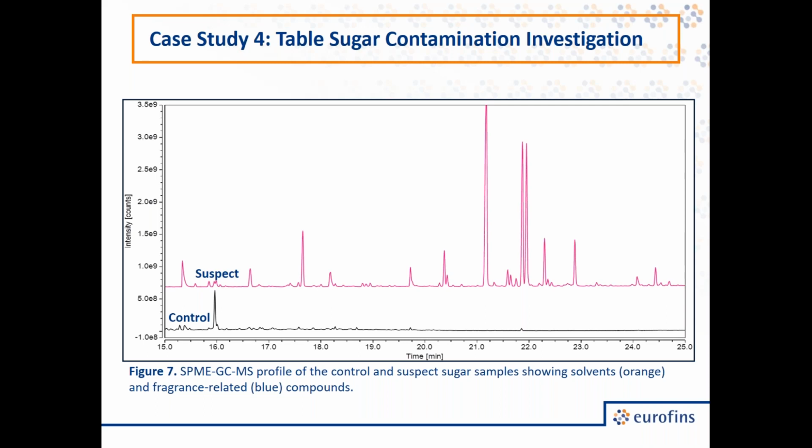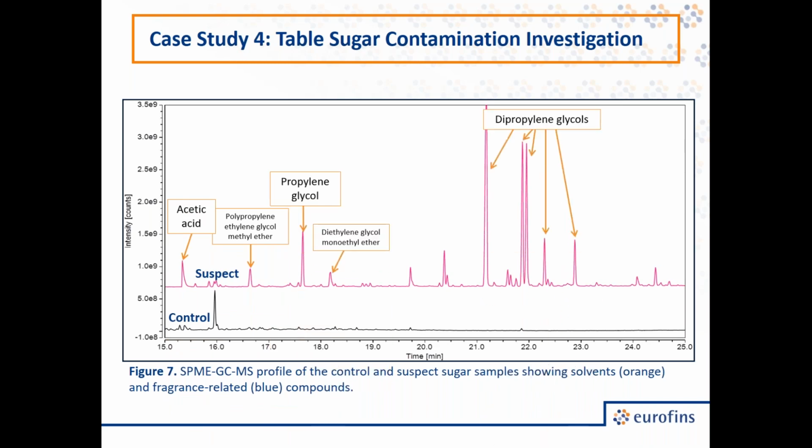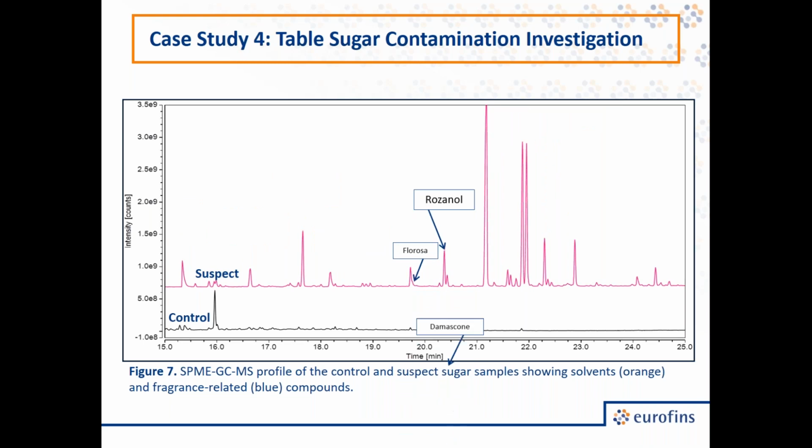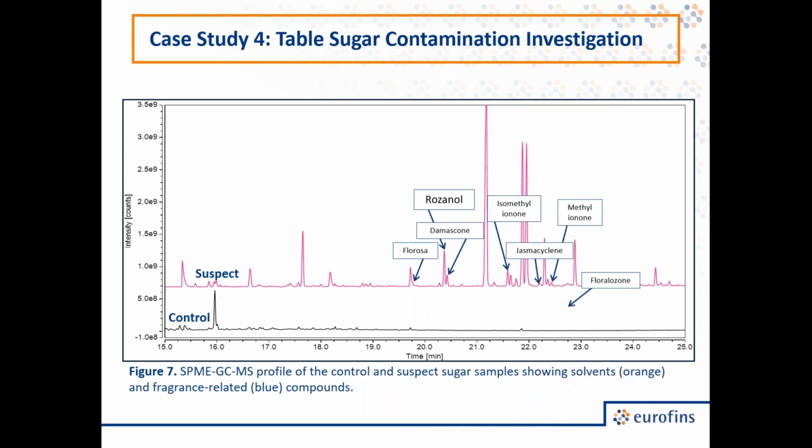So as you can see, the control has almost no profile. This is what we would expect to see for a sample that doesn't have a strong aroma, like a sugar. And there are many peaks that are very abundant in our suspects, so we have a lot of things to investigate right offhand. I'm just going to identify several here. All of these in orange are solvent compounds. And then in blue, these are all associated with very strong floral or fruity aromas.